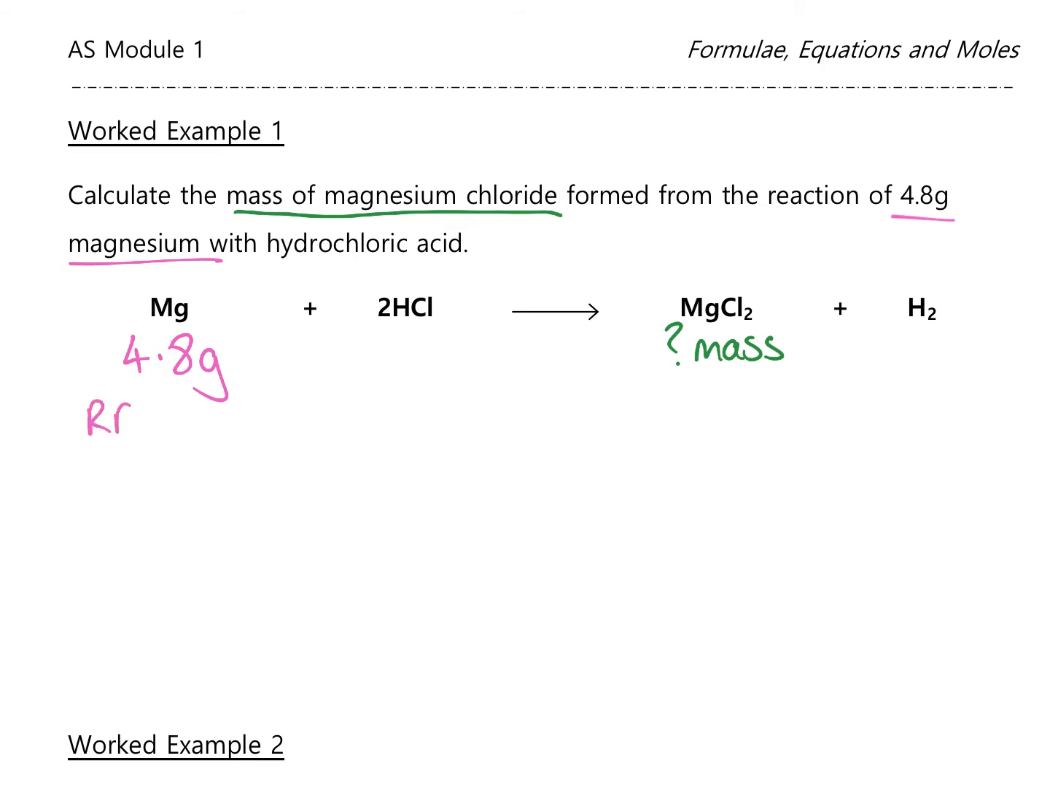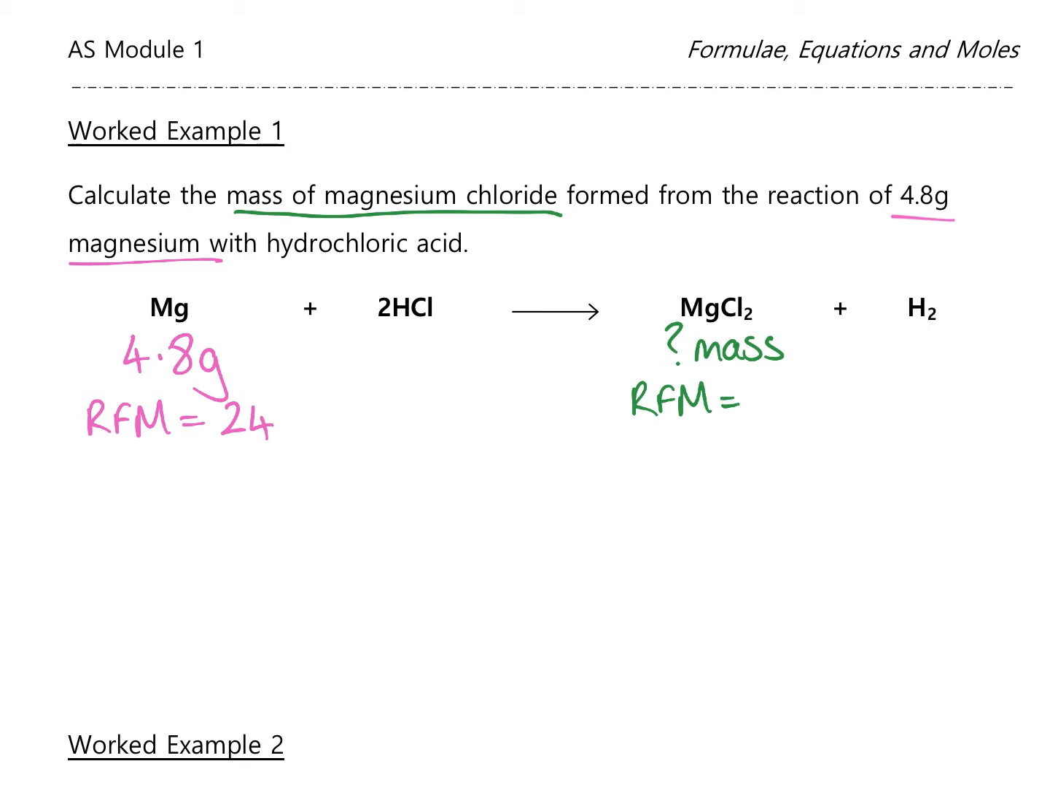So if we have a look at your periodic table, and if you haven't got your periodic table out, I would encourage you to do that because you'll need that for later on today anyway. If you find magnesium on the periodic table, it's just one atom of magnesium. So that's just going to be its relative atomic mass, which is 24.